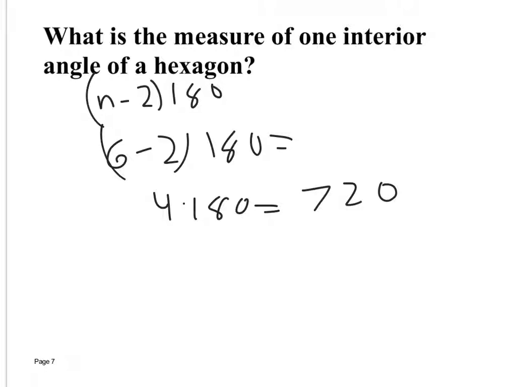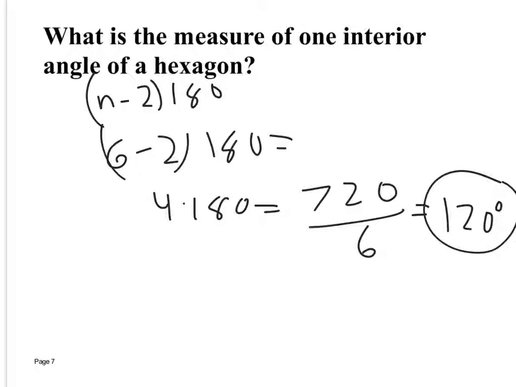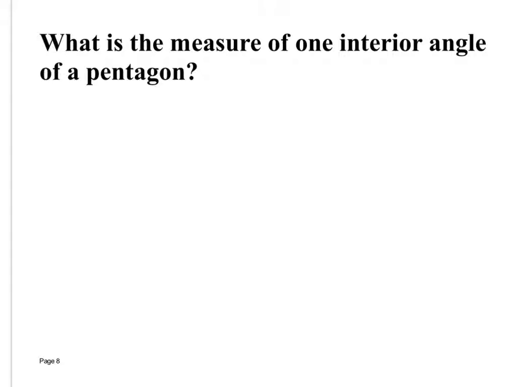But how do I find out what one of those angle measures are? If they're all the same, how do I find out what one of them is? Yes, Kurt? Divide by 6. I divide by the number of sides. I take 720 divided by 6, right? And I find that each one of them is 120 degrees. Good.